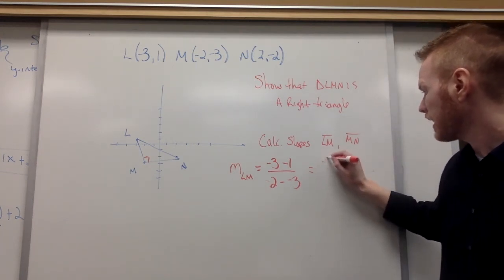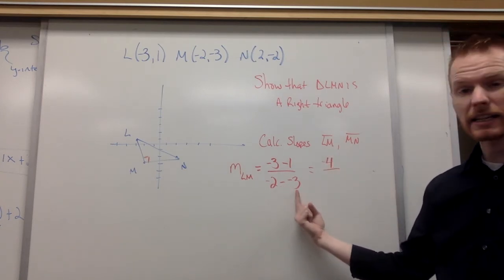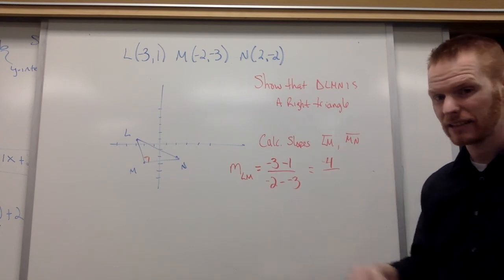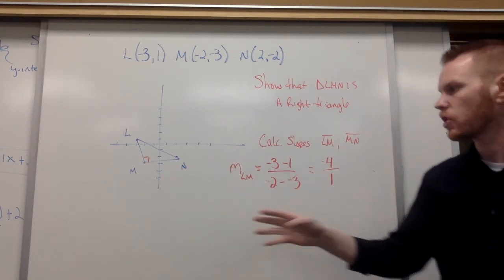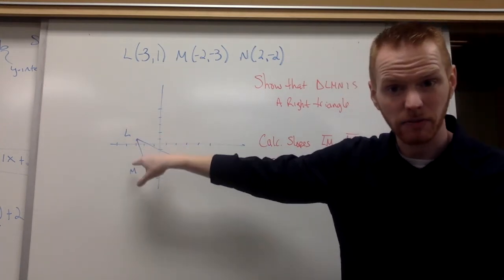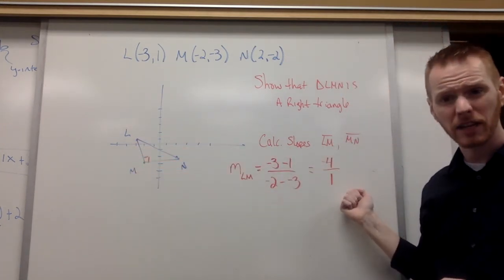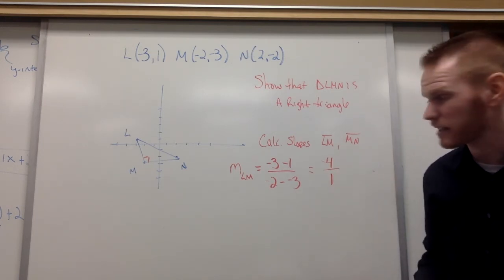In the numerator, I get -4. Now, in the denominator, if I'm subtracting a -3, it's like you're adding it. So therefore, it becomes a 1. That's going to be the slope of LM. Now, because this is showing it's negatively sloped, hey, my number's negative, so good. I have some confirmation that what I'm doing is correct.